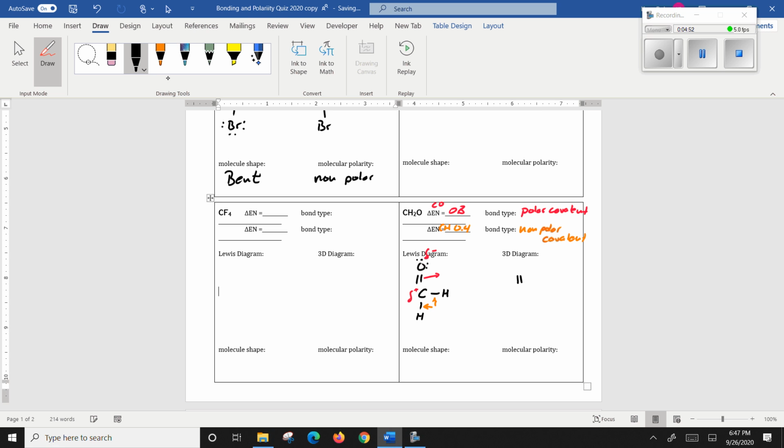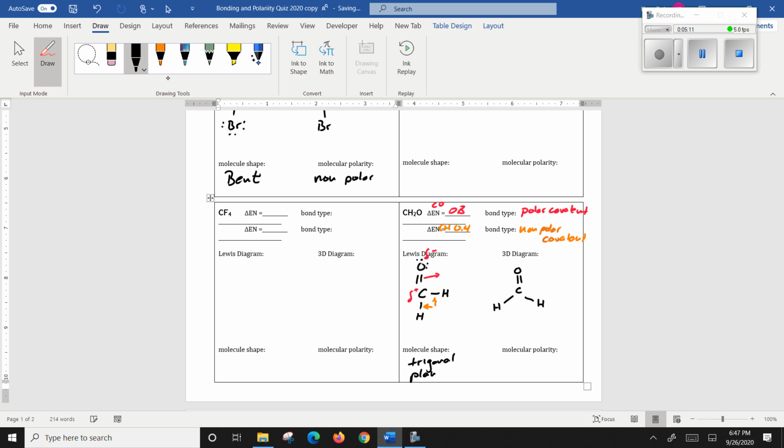Now the next thing we have to do, we have to draw the 3D diagram. You draw it like this. There's 3 parts that are going around the central atom. So it means it's going to be 3-part trigonal. And then put the hydrogen here. Here it looks like it's flat, so it's going to be trigonal planar for the molecular shape.